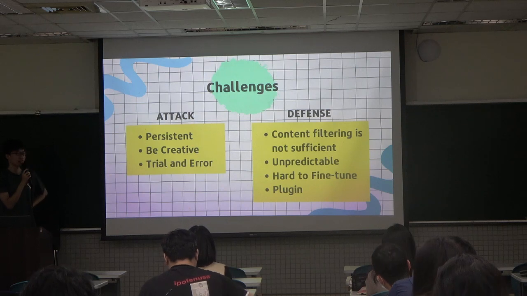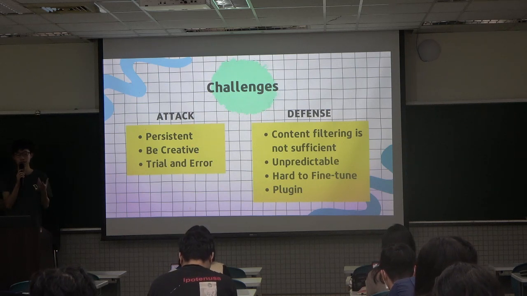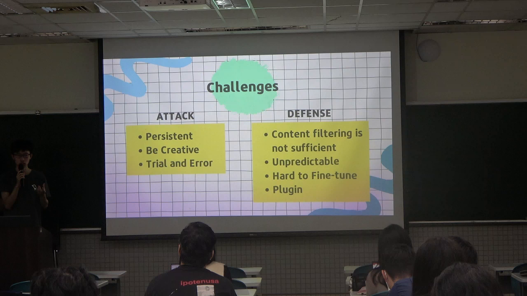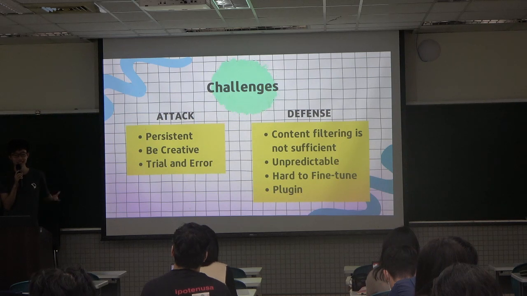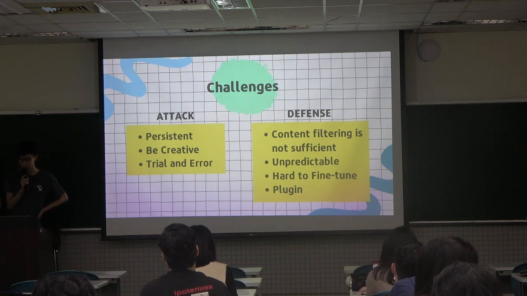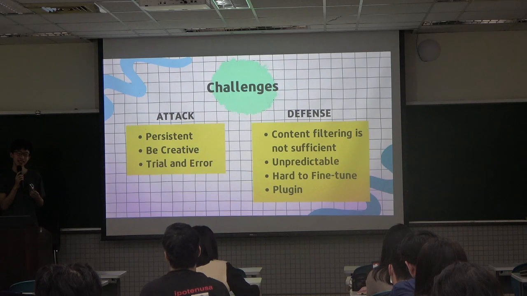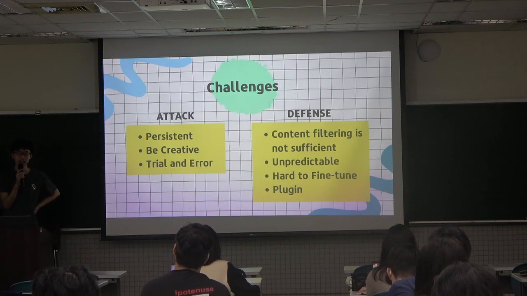And then for the defender, the easiest way to solve the problem is content filtering. However, we cannot predict all of the prompts the attackers can use, so this is not sufficient, right? As you can see, we made ChatGPT draw a dog face, but it drew a cat face. So LLMs are really unpredictable. And also, the more formal way to defend is fine-tuning. However, it is hard to do, needs a lot of time, and sometimes breaks the LLM.